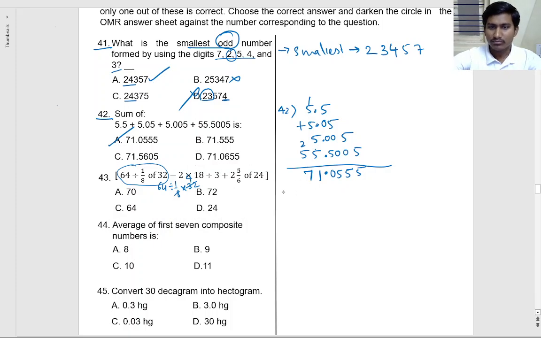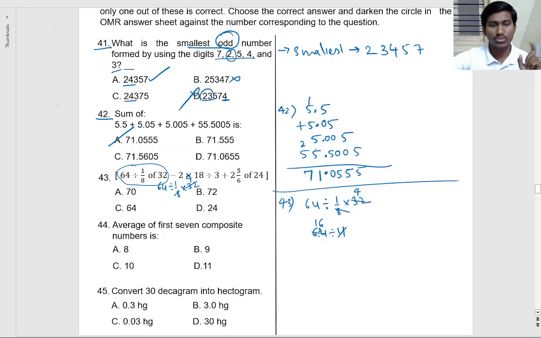So now let's go to the next, that is question 43, so let's do it here. 64 divided by 1 by 8 of, that is into 32. So what is the answer, 8 4s are 32. So 64 divided by 4 will come, we know if you divide with 4, 4 1s are 4, 2 will be remaining, 4 6s are 24, so 16 4s are 64. So 16 will be the answer.